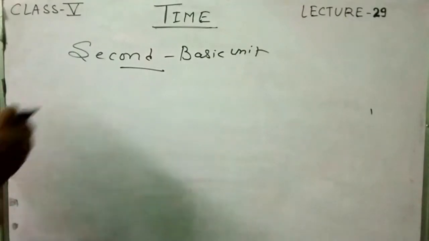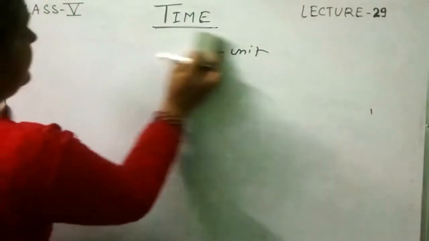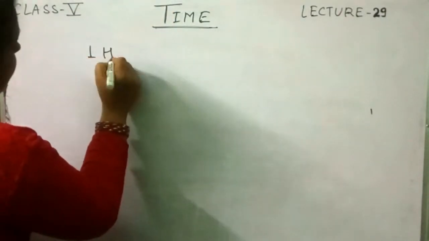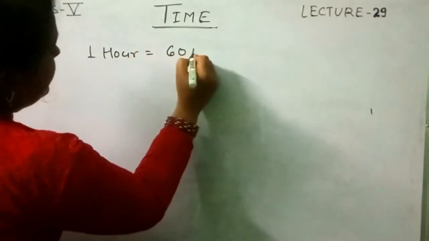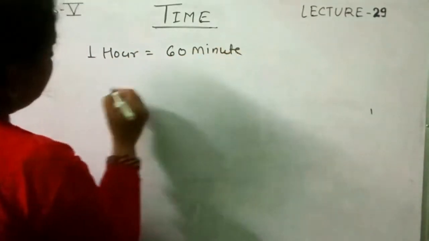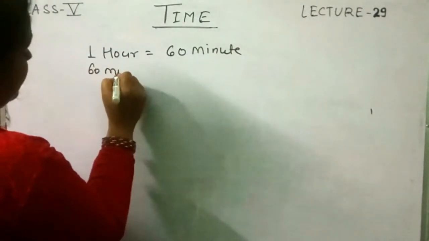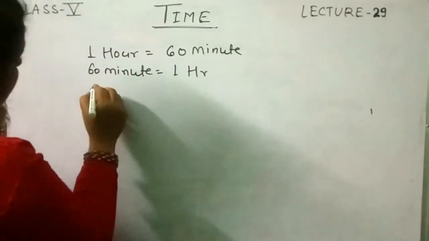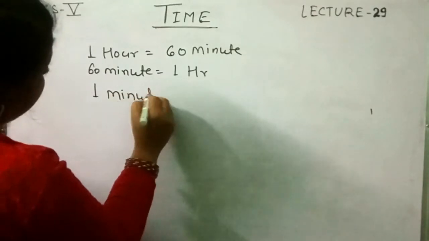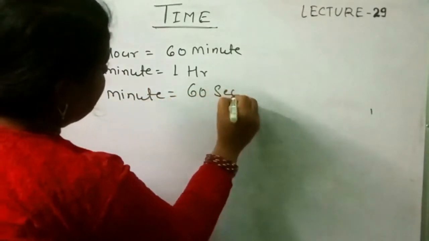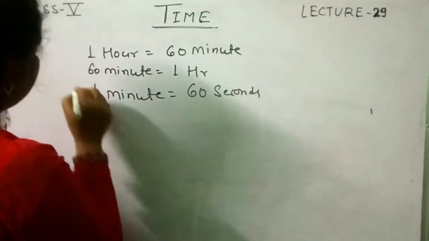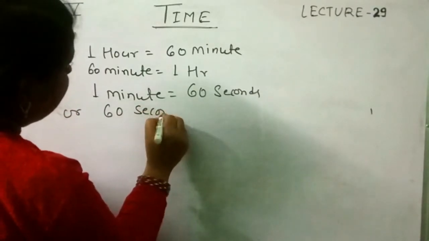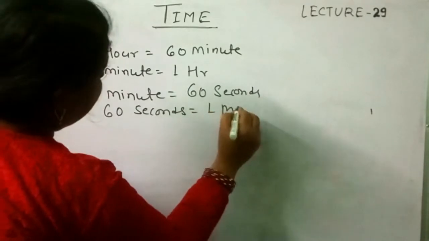Students, first you see here the table of time. 1 hour is equal to 60 minutes. In reverse you can write 60 minutes is equal to 1 hour. Next, 1 minute is equal to 60 seconds, or 60 seconds is 1 minute.